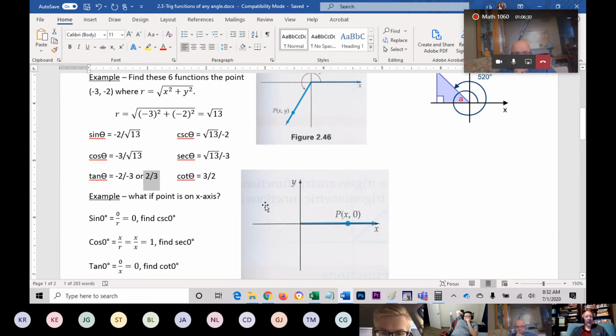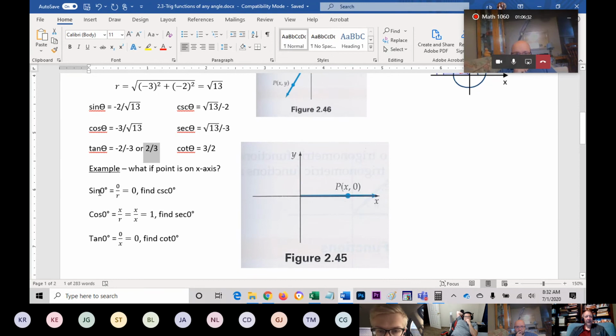So what if the point is on the x-axis? Okay, so the sine of 0 degrees is going to be 0 over your radius. And it doesn't really matter what your radius is at this point, because 0 divided by anything is still going to be 0. Your cosine is just going to be your x coordinate over itself because x is your radius. Okay, so x over x is going to be 1. Your tangent is going to be y over x, and if y is 0 because you're on the axis, 0 divided by x is still 0.